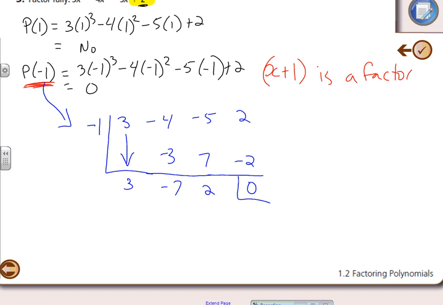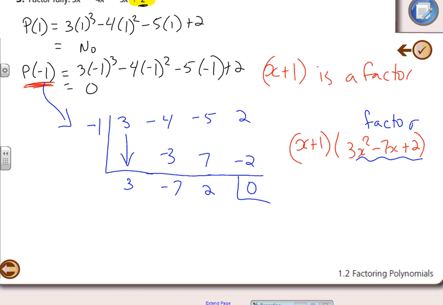This is now saying that x plus 1 multiplied by 3x squared minus 7x plus 2 equals the original polynomial if we multiply those together. But I'm not fully factored. I need to factor this part. You got options.